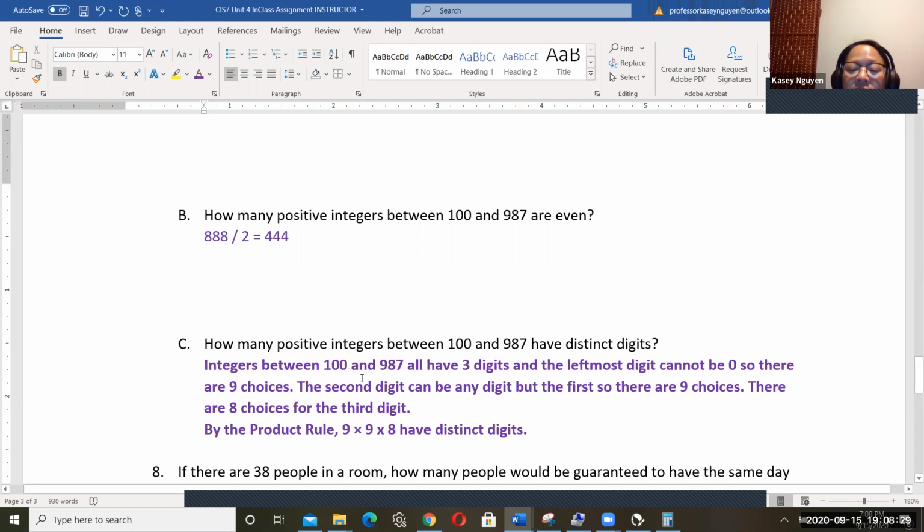The second digit can be any digit but the first, so you also have 9 choices. And then the third digit can be any number except for the first and the second, which gives you 8 choices. So here at this point, we would apply the product rule. We would take 9 times 9 times 8, and we will get the answer for C.